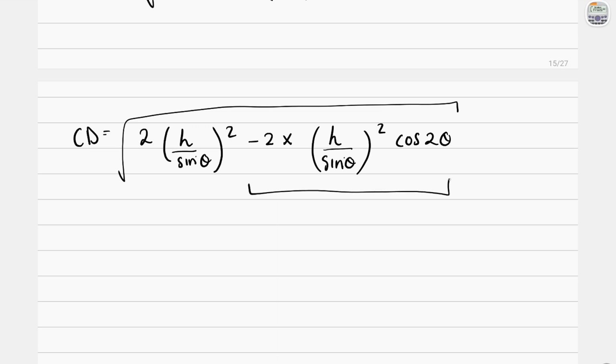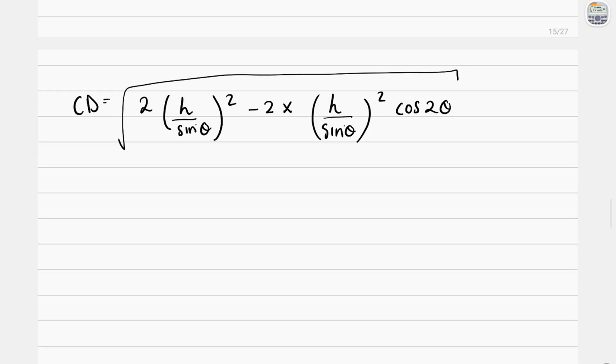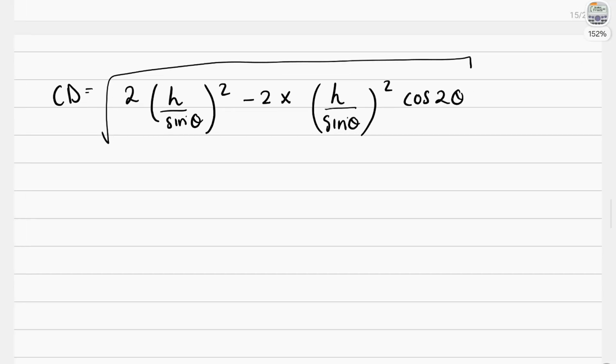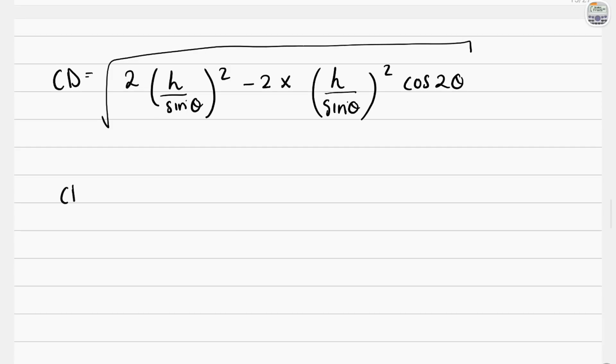But you see, this is one single term. So it's not like they can just cancel, okay? Because we still have cos 2 theta there. So what we could do is, because we're square rooting this, we could just take out this h over sine theta all squared as a common factor. I'm just looking for a quick way to simplify it instead of simplifying the whole thing, so that we just don't have terms that are quite long.